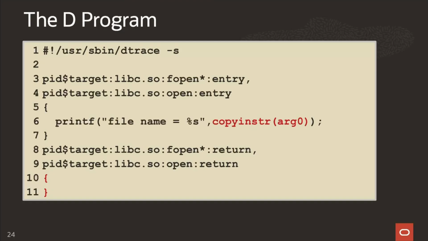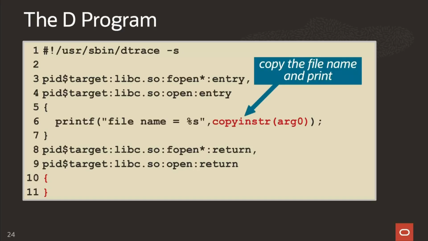And here's my D program. It's very similar to what you've seen before in Module 2. I have my probes for the fopen and open, and all I do in those probes, that's at line 6, I print the file name. A file name that's stored in arg0, the first argument to the fopen and open calls.